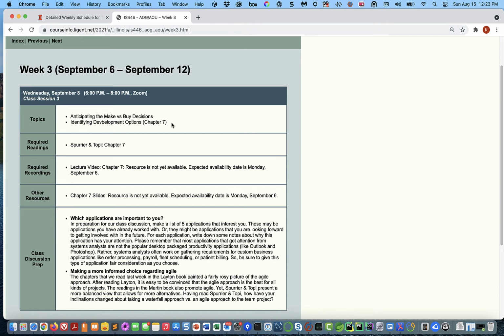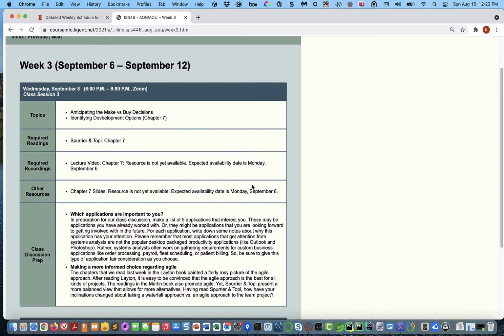So you can build something from scratch. You can buy a software package. You can subscribe to some kind of solution that runs in the cloud, or you could have some kind of hybrid of all those things. Those are the kind of things that we're going to be talking about this week. We're going to be covering chapter 7 in the Spurrier and Topi book. I'm going to have a lecture on chapter 7.